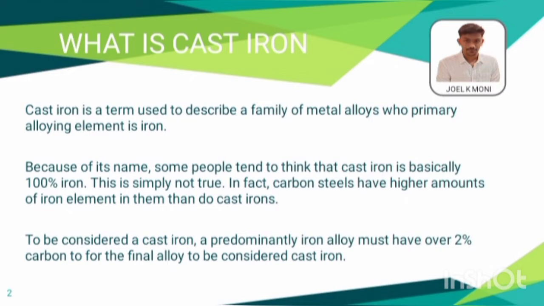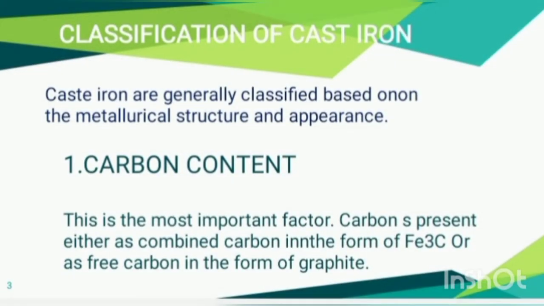Now going into the classifications of cast iron. Since we have a general idea of what cast irons are, now let us discuss the second topic, that is the classifications of cast iron. Cast irons are generally classified based on the metallurgical structure and the appearance. There are four factors that control the structure and the appearance of a particular cast iron. The first factor is the carbon content. This is the most important factor among the four.